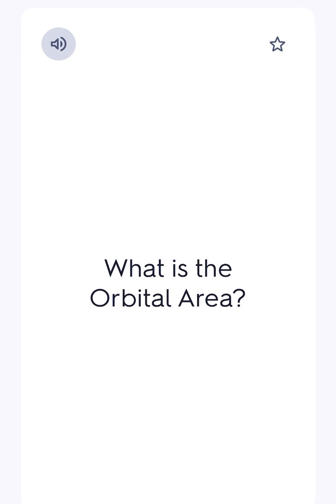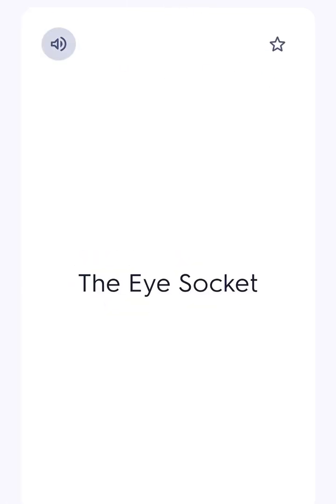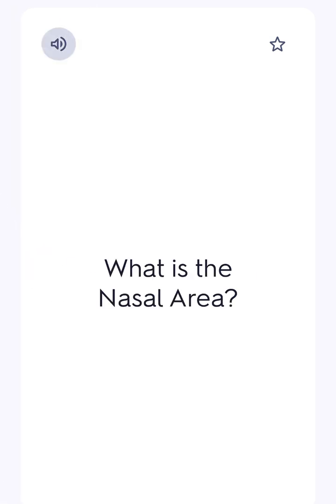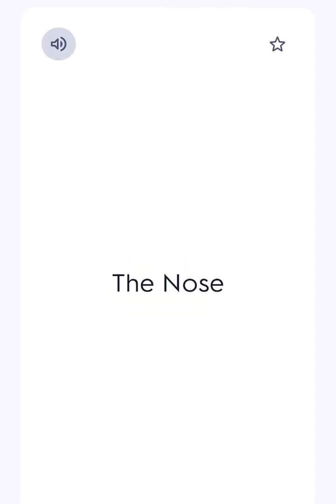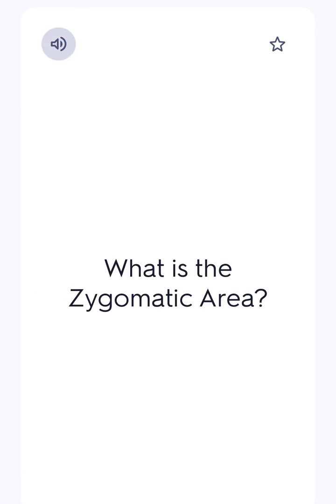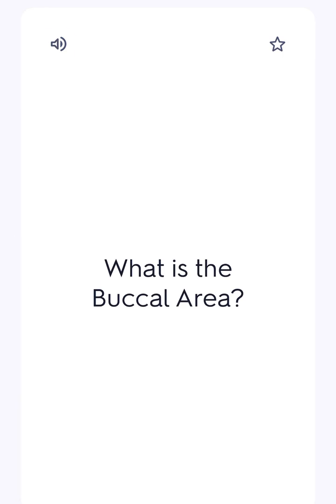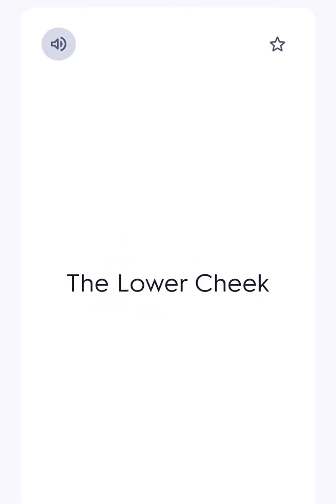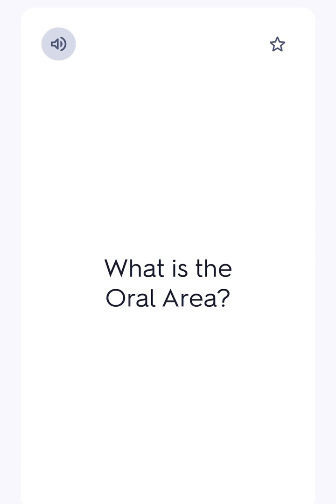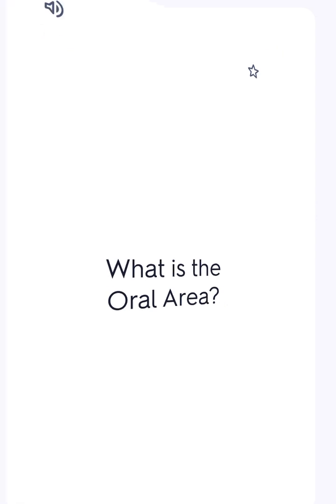What is the orbital area? The eye socket. What is the nasal area? The nose. What is the zygomatic area? The upper cheek. What is the buccal area? The lower cheek. What is the oral area? The mouth.